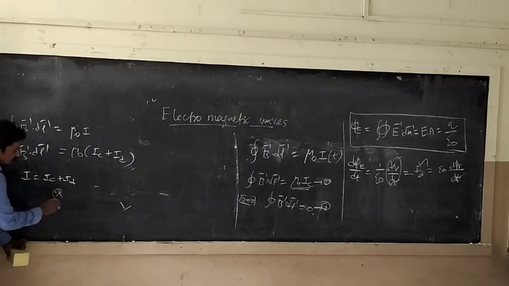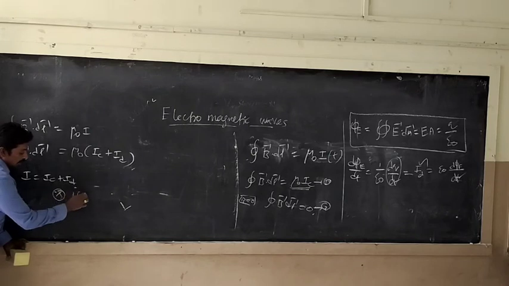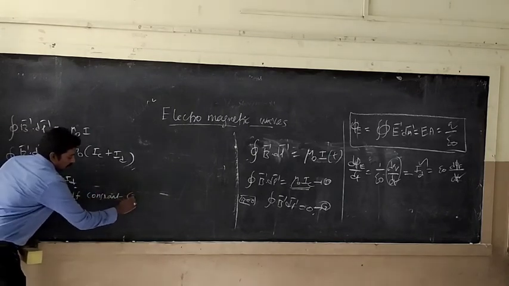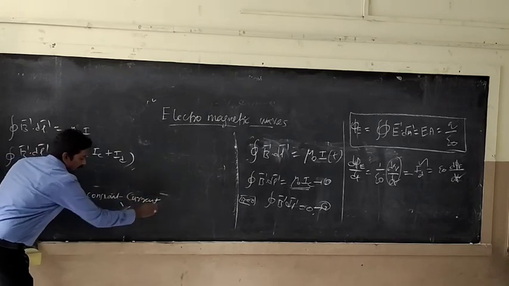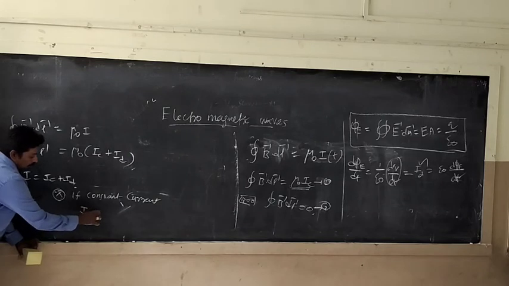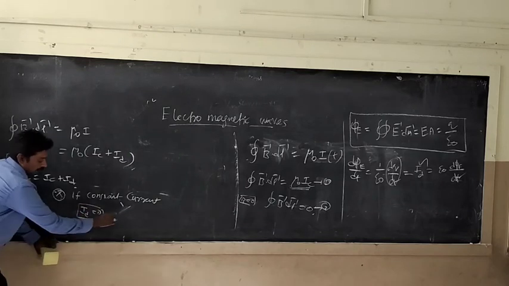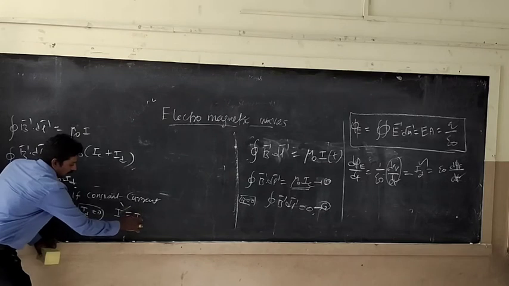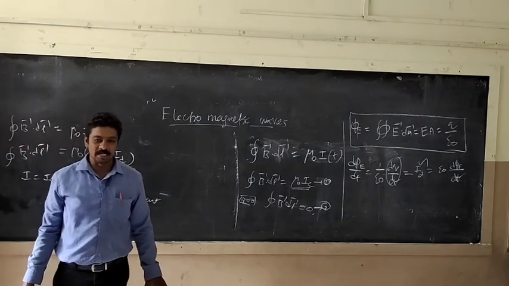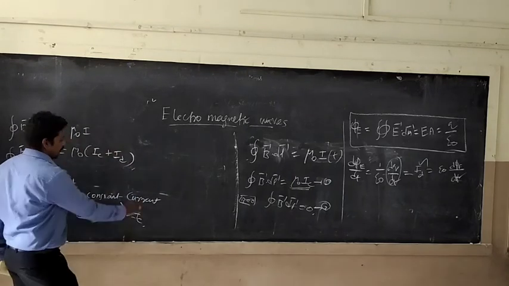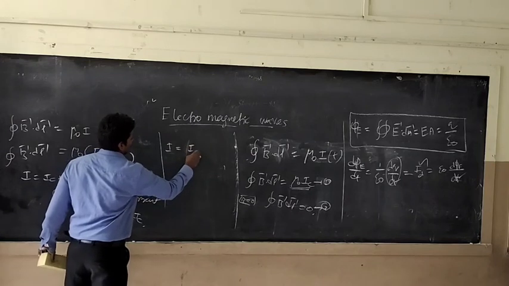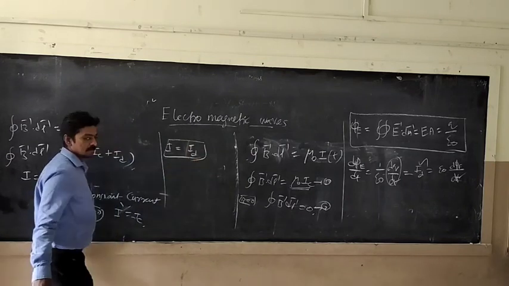Suppose a constant current flows through the wire, then ID will be zero. Now the total current I will be equal to IC. Suppose where the current is zero, then IC is zero, and I is equal to ID. This is called displacement current.